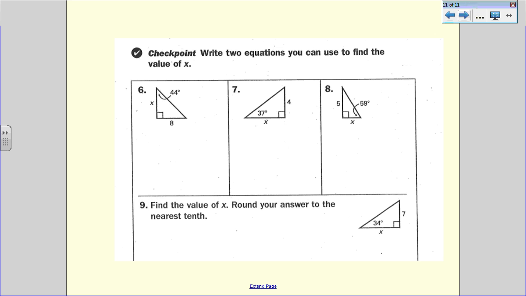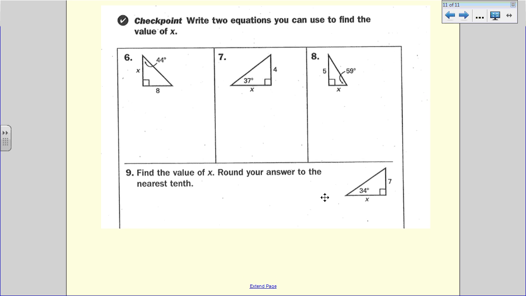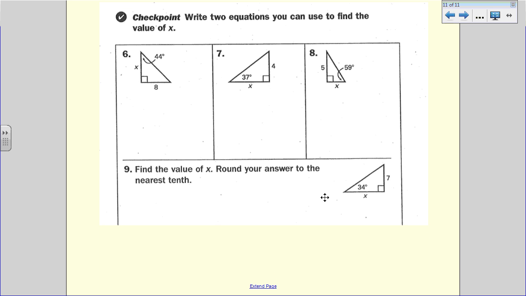So here is what you guys are going to do. We're going to write the two equations we can use to find the value of x. And then number 9. I'm going to do number 6 with you. Okay, so let's take a look. I've got to find my other angle, so I need to do 90 minus 44 degrees, and that should leave me with 46 degrees there. So this angle here is 46 degrees.